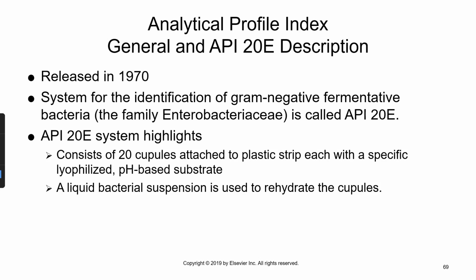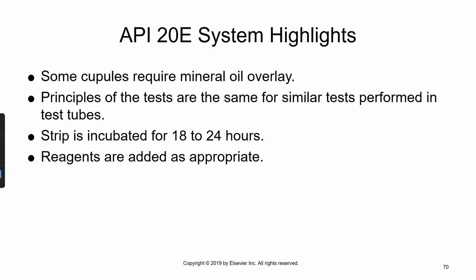So the API test system. API is a system for the identification of gram-negative fermentative bacteria. API 20E means enterics. There's also a 20A for anaerobes, and there's a bunch of different API systems to detect different types of organisms. It consists of 20 cupules attached to a plastic strip, each with specific lyophilized pH-based substrate. A liquid bacterial suspension is used to rehydrate all the cupules.